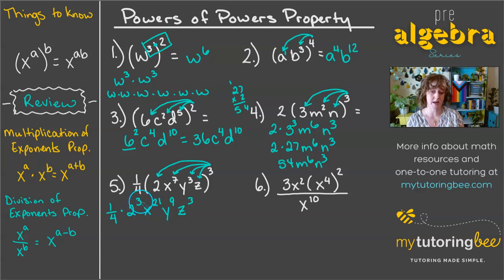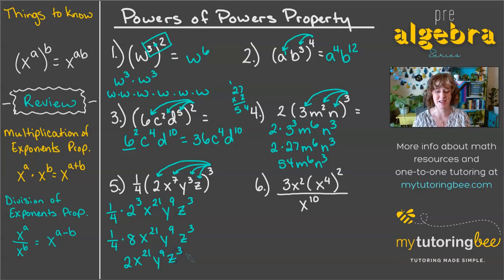Okay, let's go ahead and simplify 2 to the 3rd. That gives us 8, right? 2 times 2 times 2 is 8. So I'm just going to drop down my 1/4 times 8, x to the 21, y to the 9th, z to the 3rd. Okay, and then now we just need to simplify 1/4 of 8 gives us 2. So we get 2, x to the 21, y to the 9th, z to the 3rd as our simplified answer.